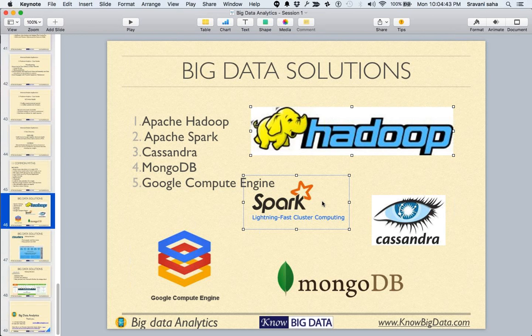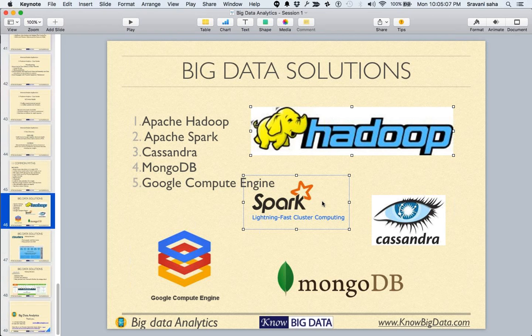Hadoop provides you storage in terms of a file system. Hadoop provides you storage in terms of NoSQL called HBase, and Hadoop provides you various kinds of solutions like Zookeeper and many more. We will discuss all the details. So Hadoop is probably the most complete big data solution out of all others as of today.